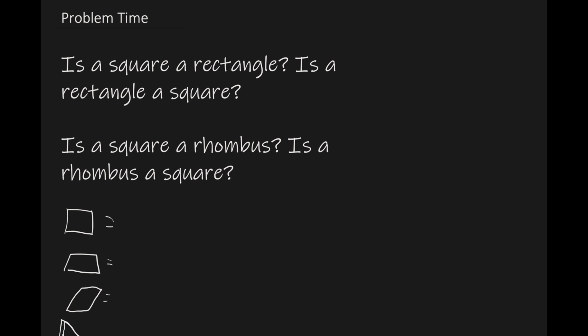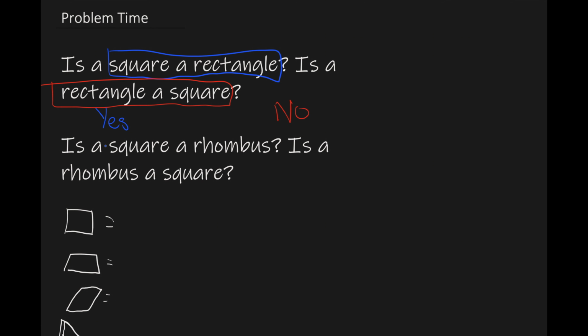Alright, so let's check your answers. I'm assuming you paused it. Now we're going to check them. I'm going to use blue here. Is a square a rectangle? Yes. A square is a rectangle. Is a rectangle a square? No. So, is a square a rectangle? Yes. So, box this one in blue. In red, I'm going to box: is a rectangle a square? And I'm going to say no.